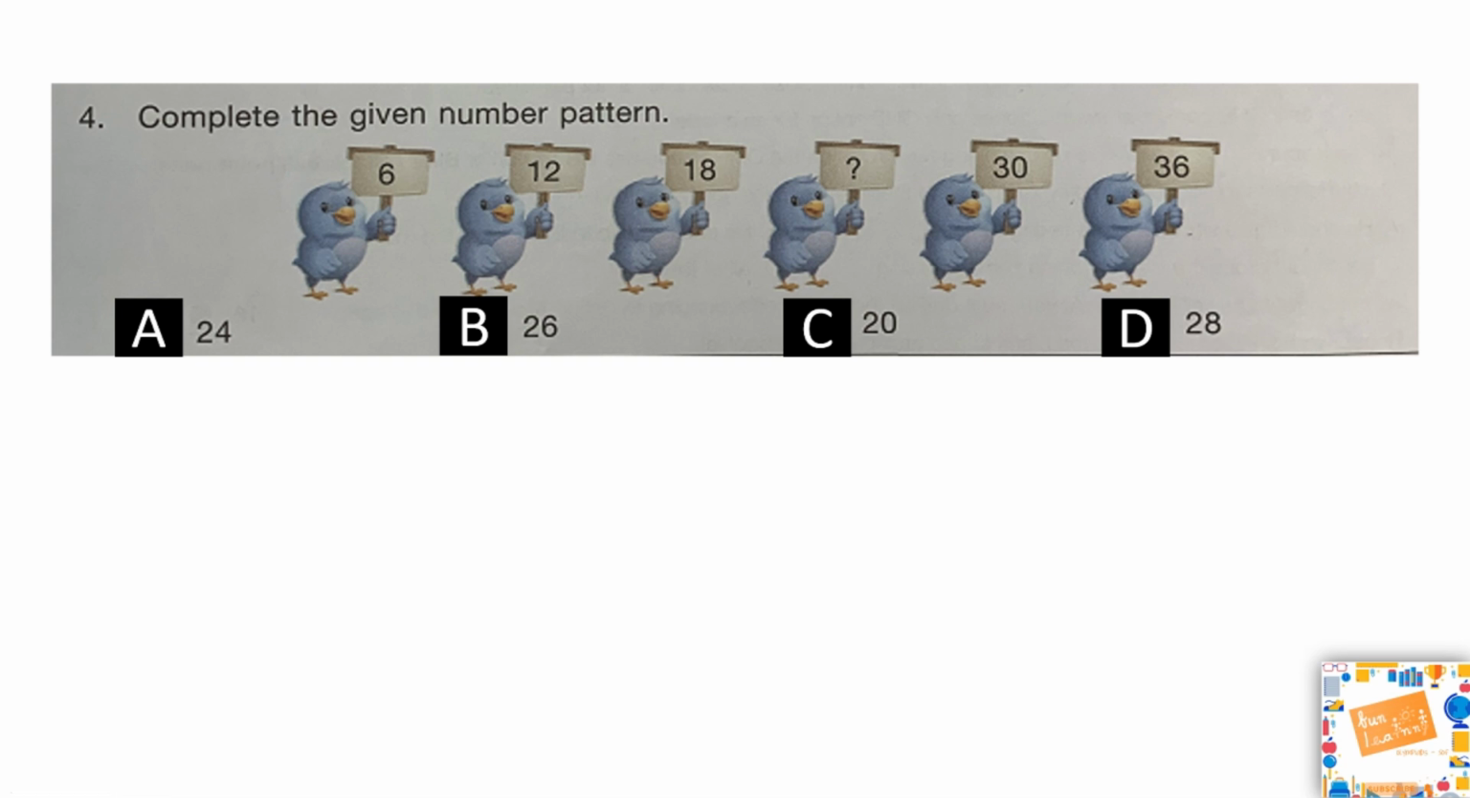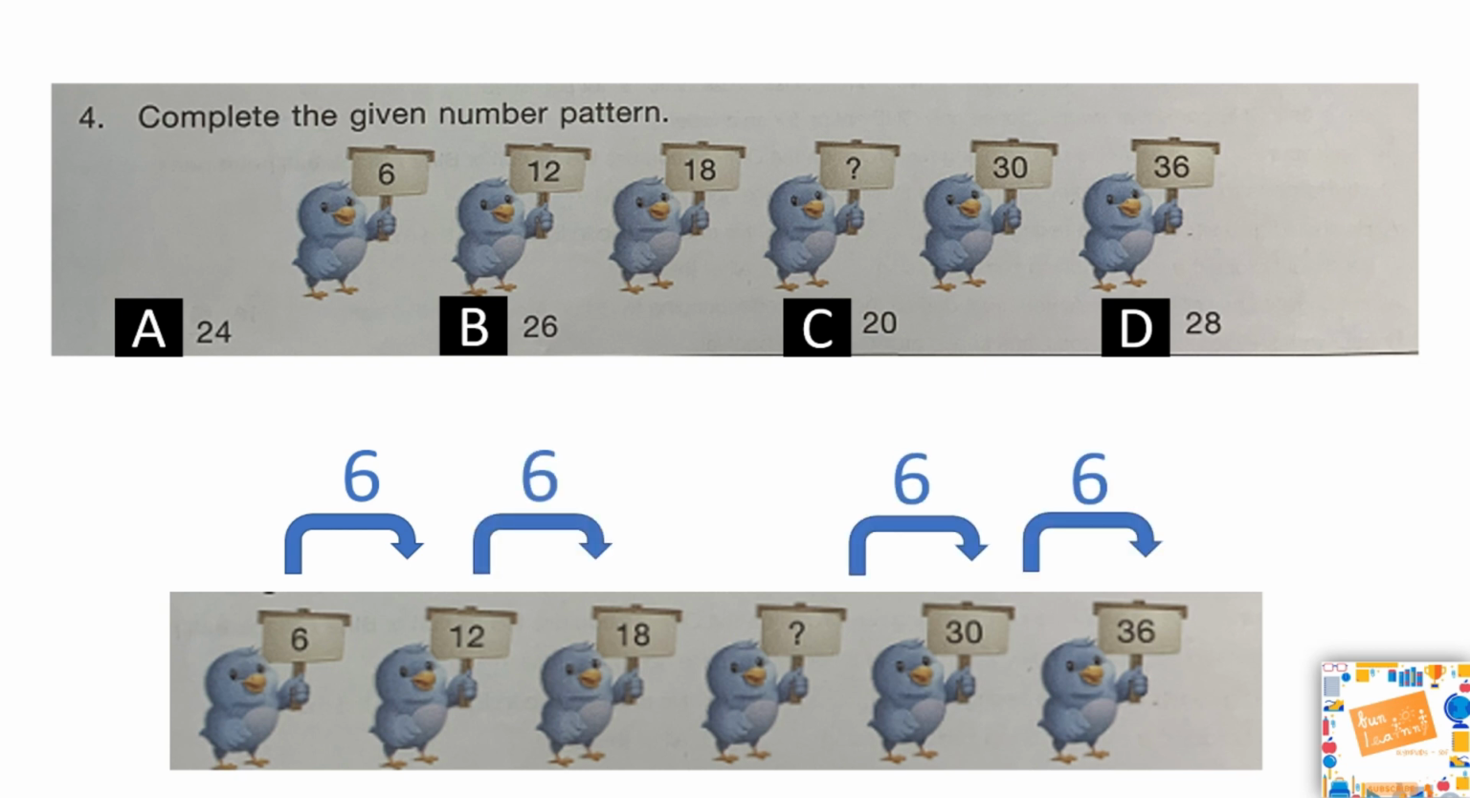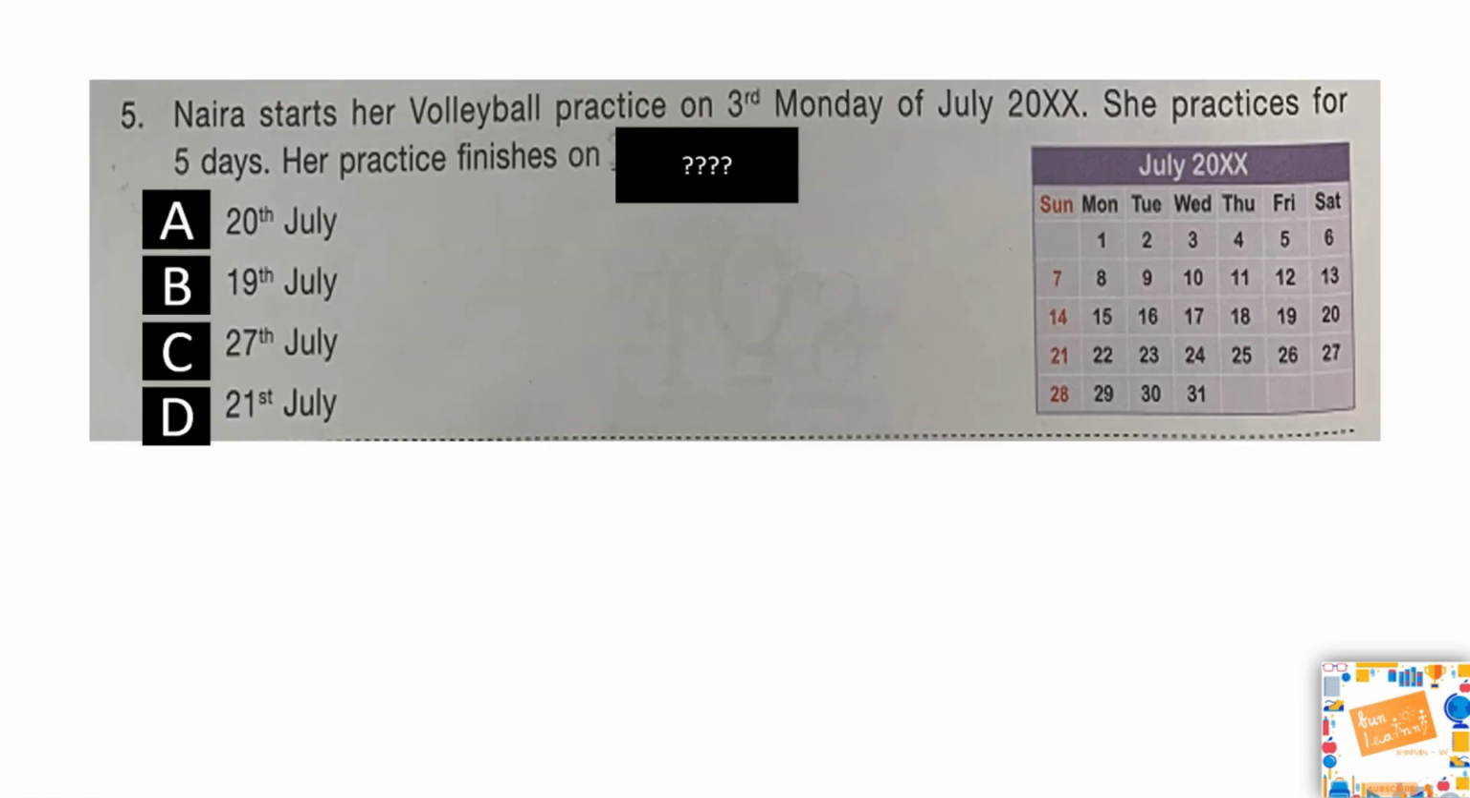Well, I hope you've got it correct. If we look at this number pattern, each number jumps to the next block by 6. And this is followed by all of the numbers that are given here. So our missing number will also jump by the number 6. This means this is a table of 6. So 6 plus 6, 12, 12 plus 6, 18, 18 plus 6 is 24, which is our answer. That is option A. Next question is question number 5.